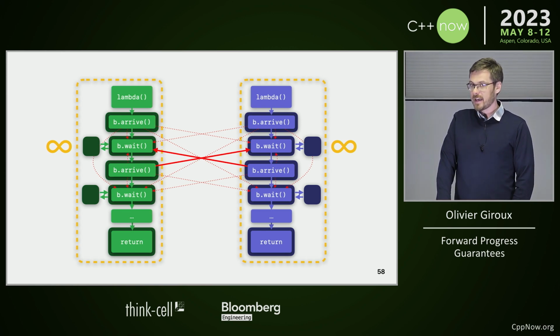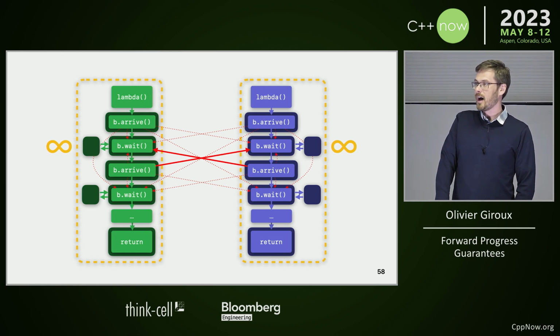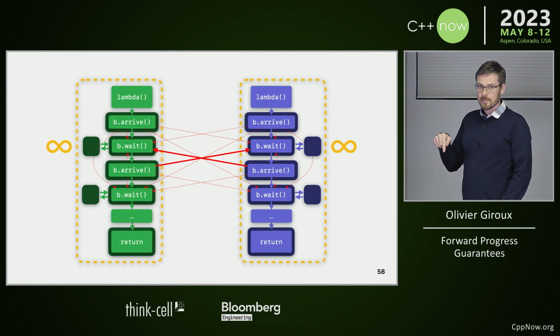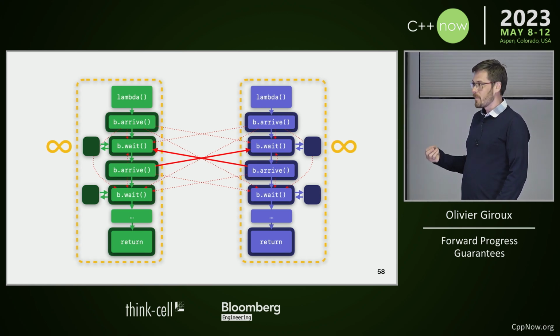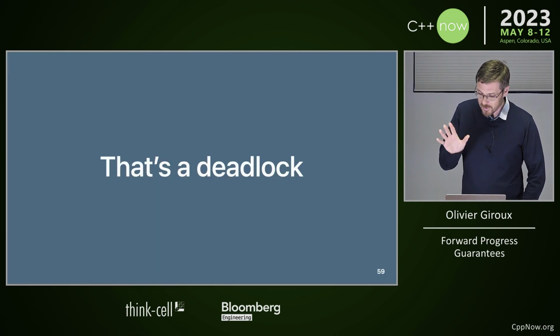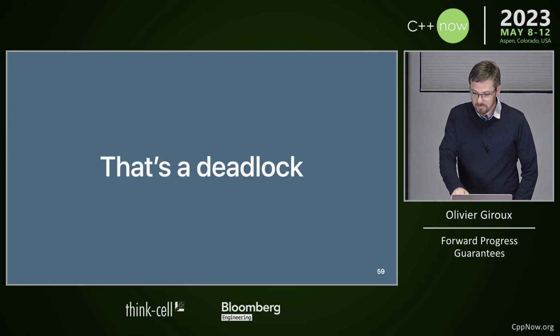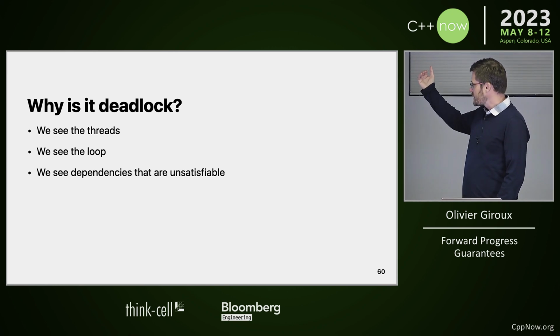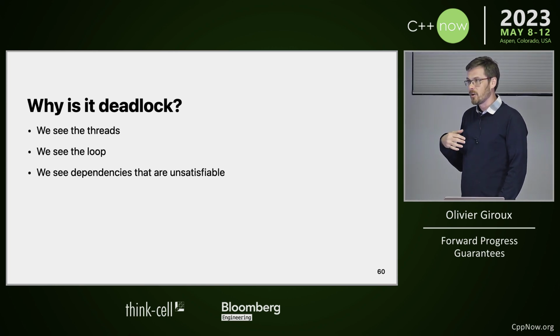Now, this is not yet a scheduler. I launched the threads. The threads are in my code. The loop is in my code. I'm using the operating system's, I'm using the abstract machine's concurrent forward progress guarantee. It's not yet a new scheduler, but we're getting there. So this is a deadlock, and it's a deadlock for the reasons I just gave. We see the threads, we see the loop, we see the dependencies. It's entirely in our code.